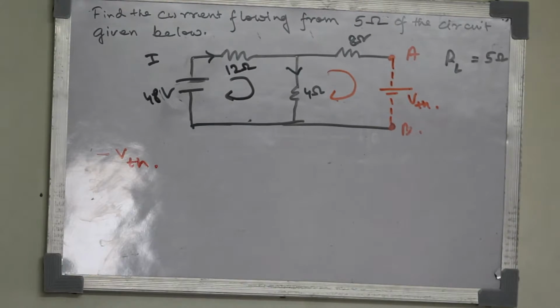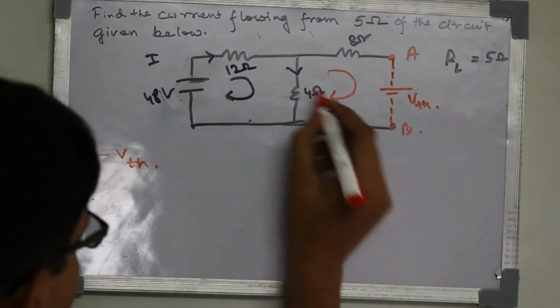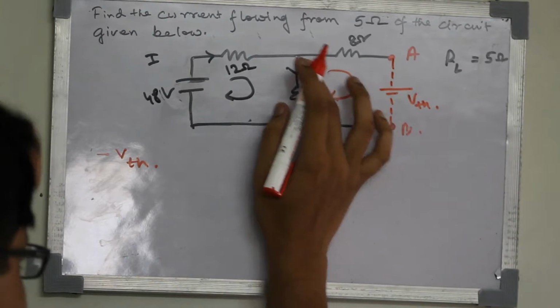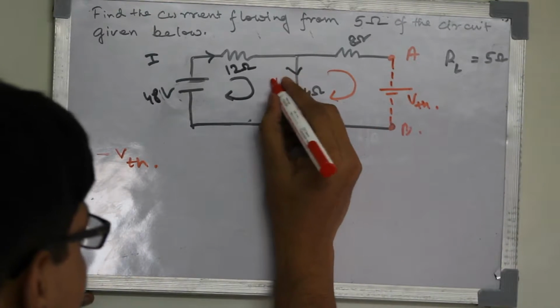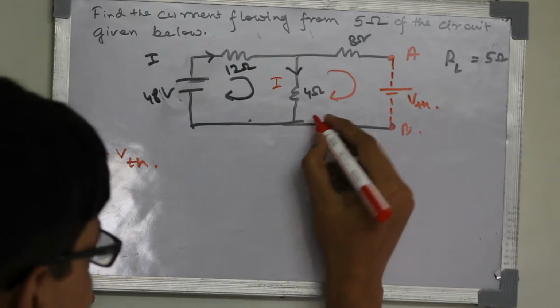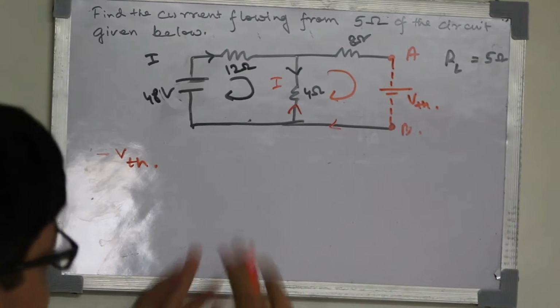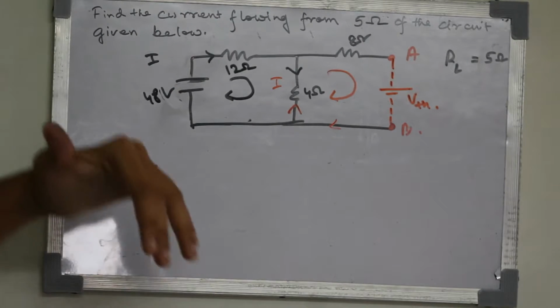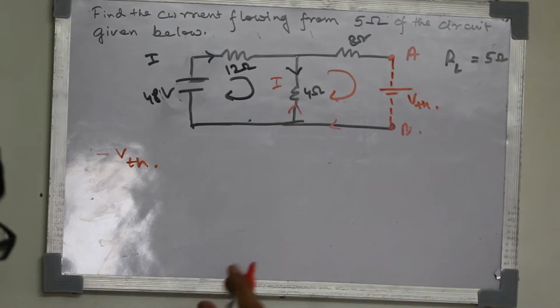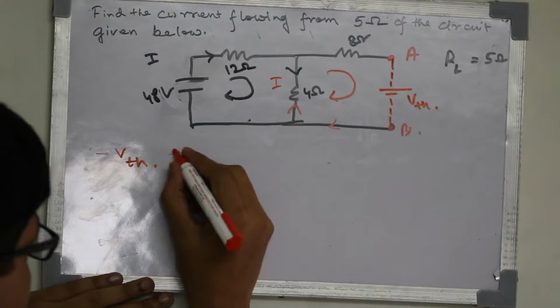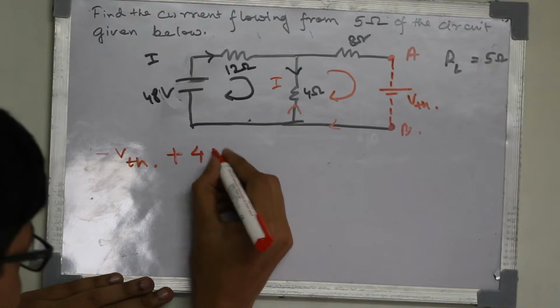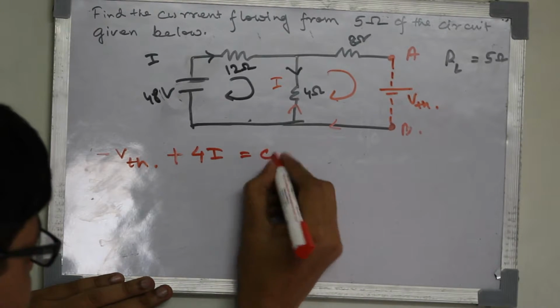This is minus VTH. Now this will come from here, and now you can see that I is flowing from here. I is coming down, and we are coming from this side to this side. The current is flowing down, and we are going upside. So we will write this as plus 4I equals to 0.